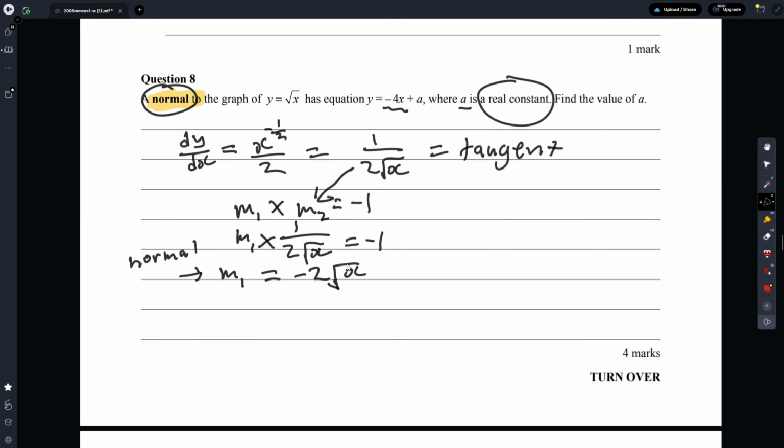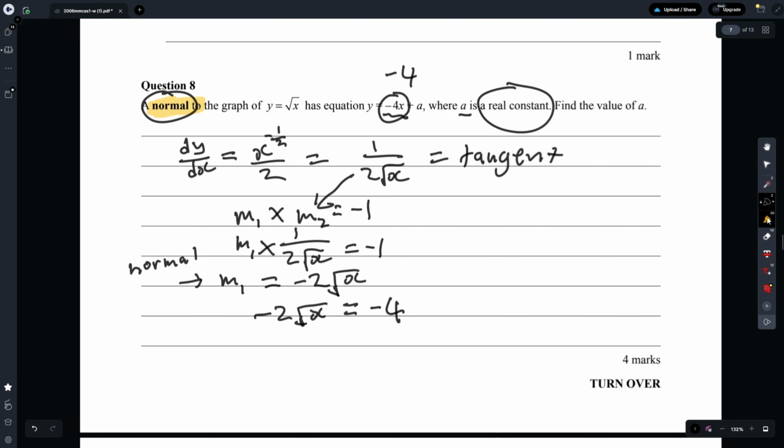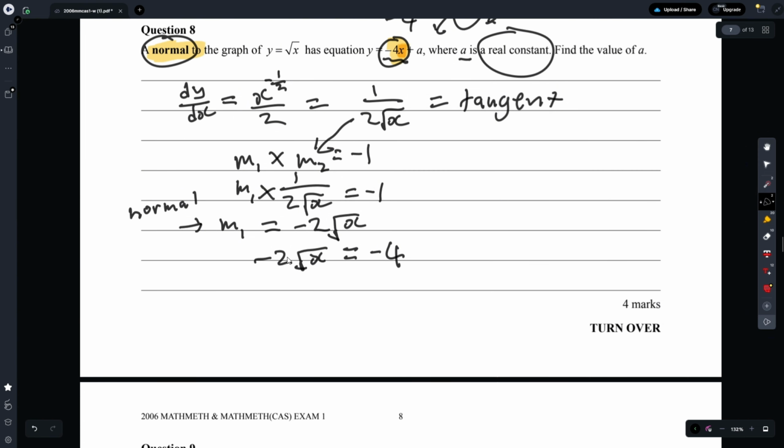And now we have an x value which we want to solve, and we're also given a normal gradient here, negative 4. So what we can do is actually equate these two gradients together. So we're trying to solve for x. Negative 2 root x is equal to negative 4. Notice how we don't actually include this x value right here. It's because this x value belongs to the y equals mx plus c formula. We're just trying to use this gradient value so we can find the x value here.